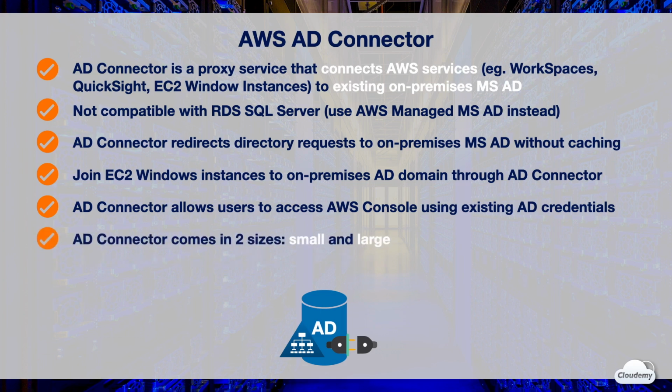AD Connector comes in two sizes, small and large. A small AD Connector is designed for smaller organizations and is intended to handle a low number of operations per second. A large AD Connector is designed for larger organizations and is intended to handle a moderate to high number of operations per second. You can use AD Connector to enable MFA and provide an additional layer of security when users access AWS applications from the internet. AD Connector is the best choice when you want to use your existing on-premises directory with compatible AWS services without creating another directory.